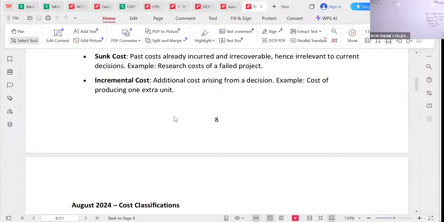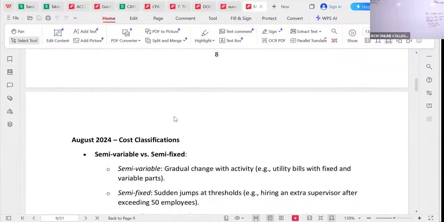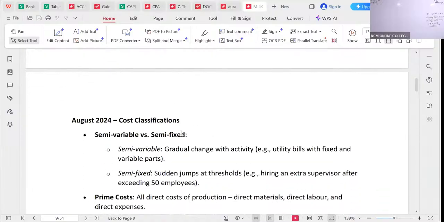Let's go to the next one, August 2024, cost classifications. I will not look at this semi-variable. I've really explained this severally. Look at prime costs. Prime cost comes from the word primary. Primary is the most important, basic. Prime costs are those costs that are direct costs, directly associated with what is being produced. Those are prime costs. So prime costs are variable costs as well. They're direct and they're variable.